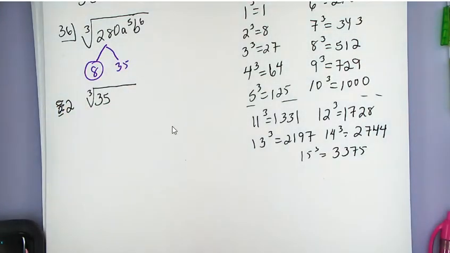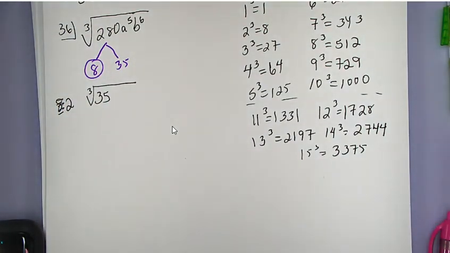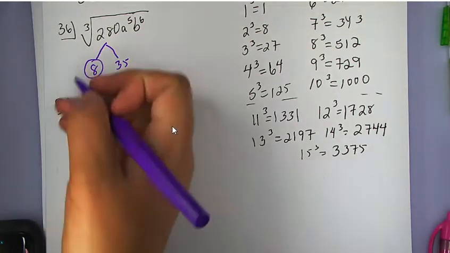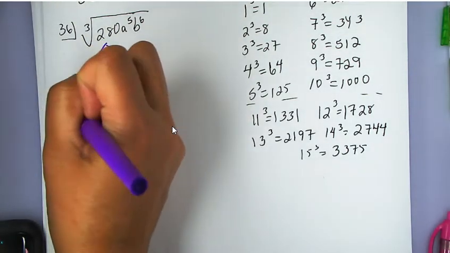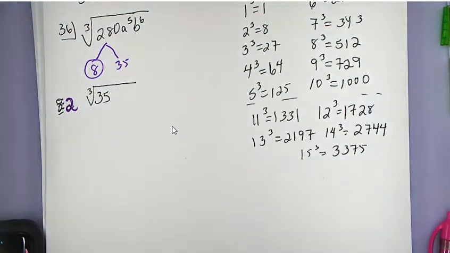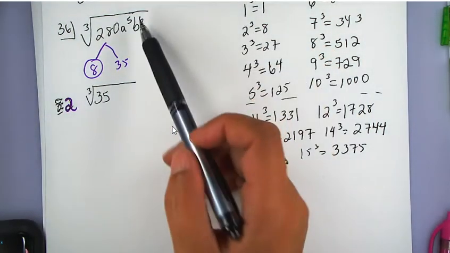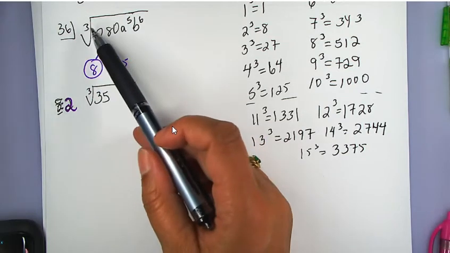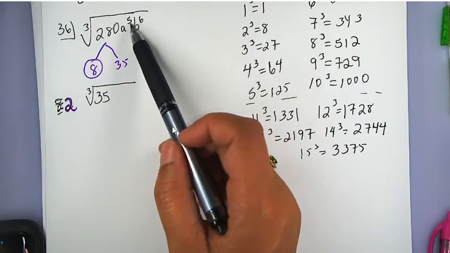And then 3 goes into 6 twice, so we have just b squared on the outside. So my answer is 2ab squared, cube root of 35a squared. And that is exactly how we simplify that problem, just shortcutting it so you don't have a lot to write.